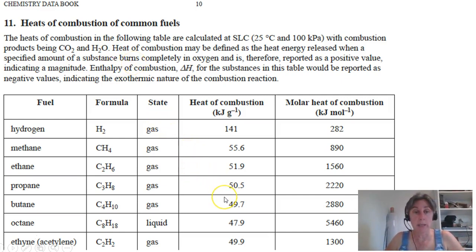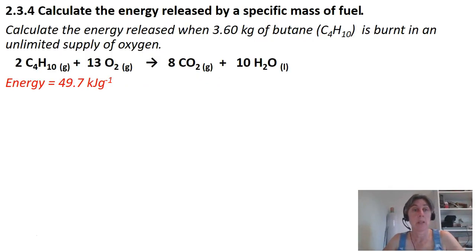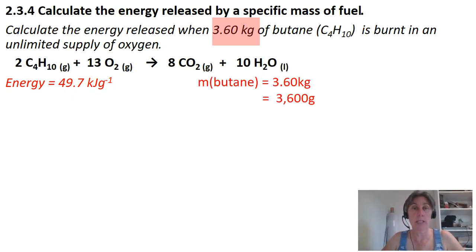Okay, so if we have a look, we had butane, so we're using this one, and because we've got our information in grams, we can just use the 49.7 kilojoules for every 1 gram of fuel. Okay, so if we have a look at our question, we have our information as kilojoules per gram, but the question has the information as kilograms, so we need to convert the kilograms to grams. Kilograms are a larger unit. There's 1 kilogram for every 1,000 grams, so you're going to need to multiply it by 1,000.